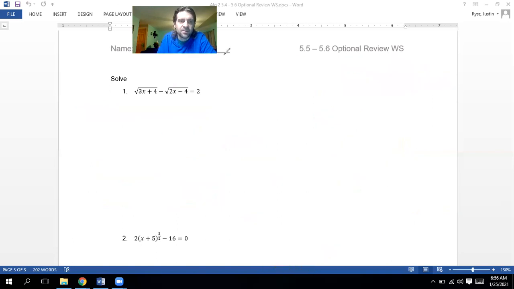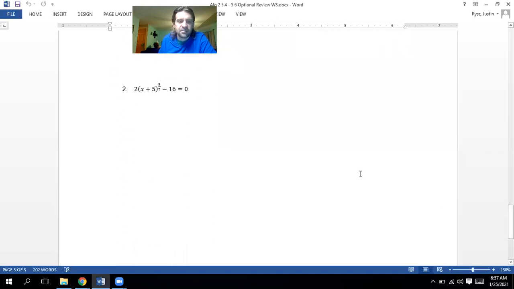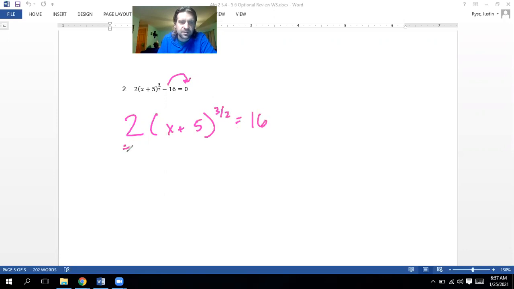All right, last problem here isn't too bad if you actually know the big brain way to do it and you have a calculator on hand. So first thing we want to do is to isolate this radical. So what we have to do is add 16 over first, so we get 2 times x plus 5 to the 3/2 power equals 16. Then we got to divide by 2 to isolate this. We get x plus 5 to the 3/2 power is equal to 8.